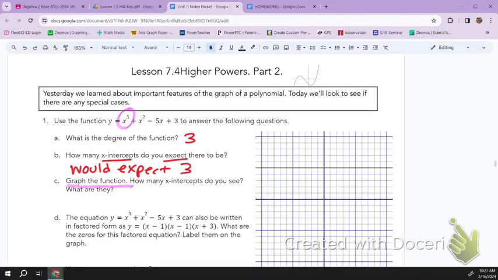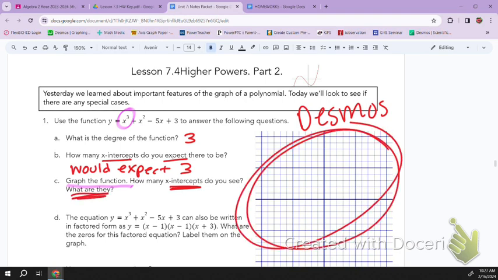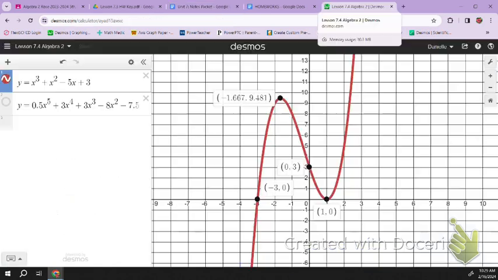Okay, so we're going to Desmos. Again, the link is on Google Classroom on today's agenda, or you could just go to Desmos and type in this function. Okay, we're looking for how many intercepts do we actually see, what are they, and we're going to make a little sketch over here in just a second. Intercept.